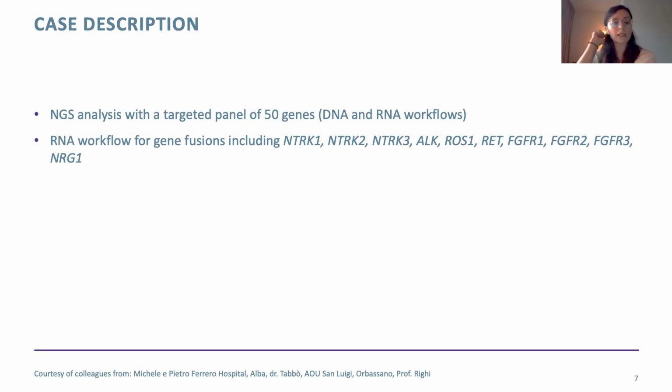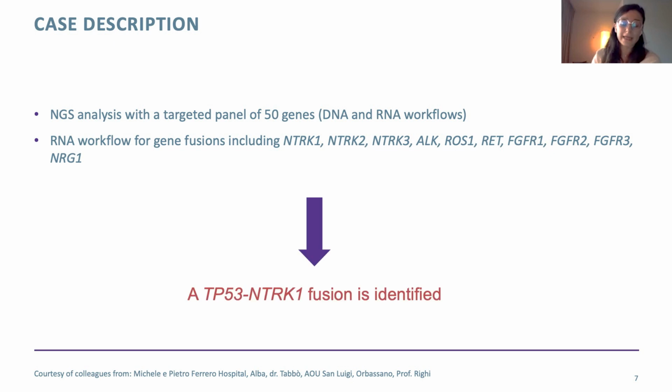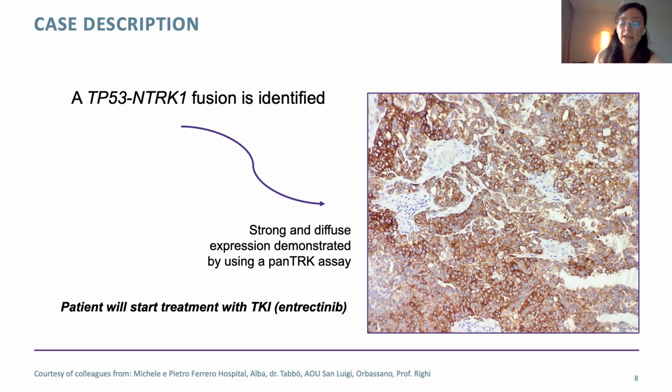And the RNA workflow actually includes the investigation of, as you can see from the list, NTRK 1, 2, and 3 gene fusion together with the standard gene fusions that are typically screened for in lung adenocarcinoma, and also for other, let's say, agnostic approaches, including the investigation, for instance, of fusions affecting FGFR 1, 2, and 3 genes. Based on this investigation, a TP53-NTRK1 fusion was identified, and together with the result of the NGS, the pathologist in charge of the case also performed immunohistochemistry with a pan-Trk assay.